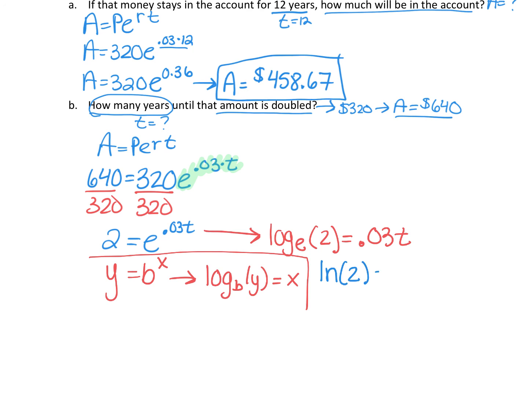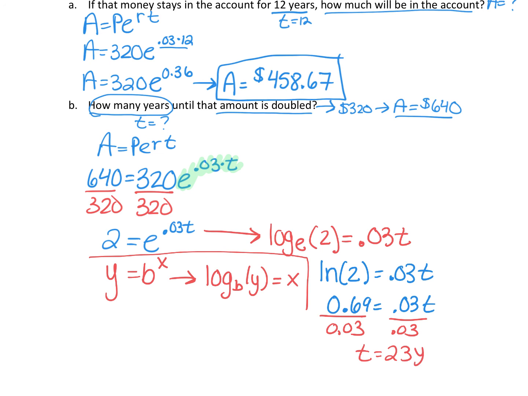So I'm just going to take ln of 2, and on your calculator, you just want to look for the ln button, which is right next to your log button. So I'm going to type in ln of 2 in my calculator, and I'm going to get 0.69 equals 0.03t, but I don't want 0.03t, I want how much time. So I'm going to divide by 0.03. I'm going to get that t is 23 years.